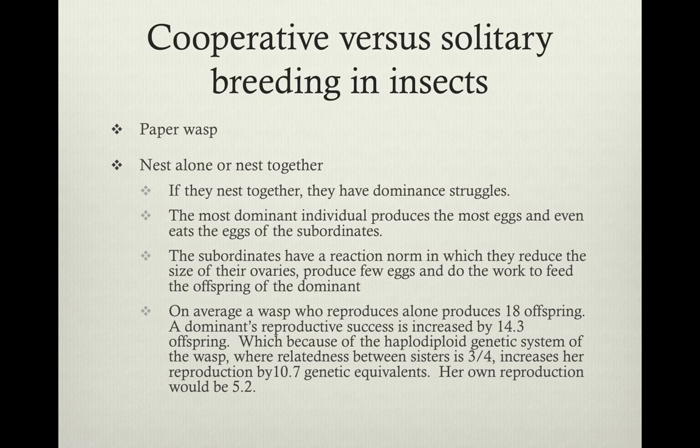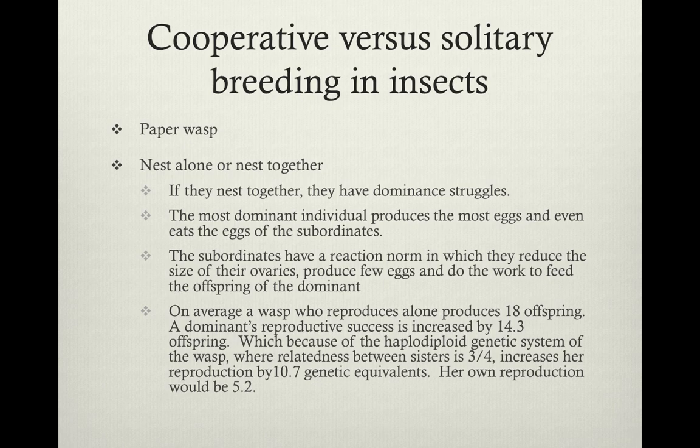We can look at cooperative breeding among social wasps as another example of altruism that's favored by kin selection. Paper wasps can either nest alone or nest together. If they nest together, there are dominance struggles. The more dominant individual produces the most eggs and even eats the eggs of the subordinate individual. The subordinates have a reaction norm: they reduce the size of their ovaries and produce fewer eggs, and then do the work to feed the offspring of the dominant individual.